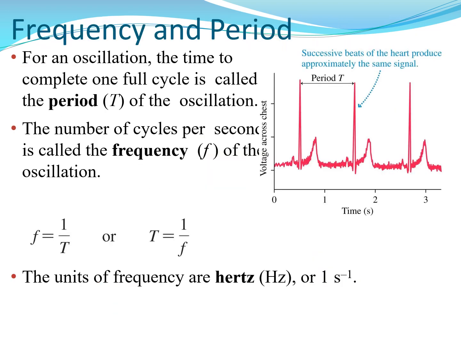Now, when I say periodic motion, I am going to have an oscillation, and the time to complete one full cycle is called the period of the oscillation. And the number of such cycles per second is called the frequency of the oscillation.